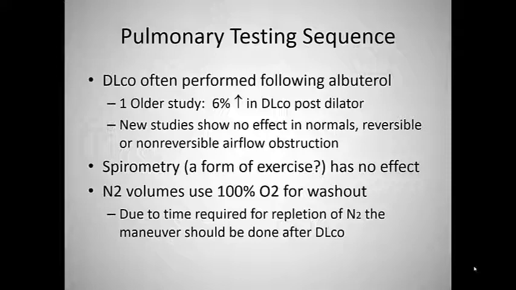Basically what we do is we do the spirometry, we give a bronchodilator, we do the remainder of the test, and we go back and do the bronchodilator spirometry after that. The interesting question is, if you keep doing repetitive spirometries over and over again, is that like exercise? Because exercise increases diffusion. If you do too many of those, can that increase diffusing capacity? That's still kind of an unanswered question.